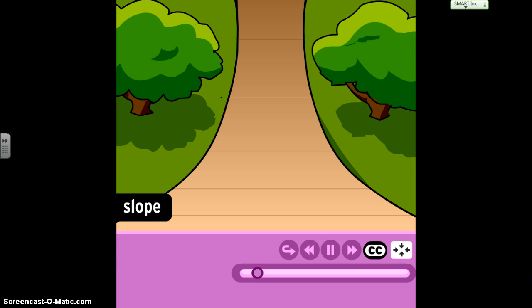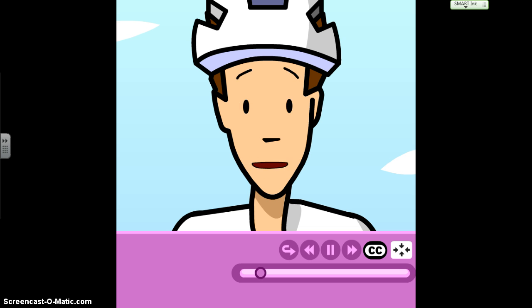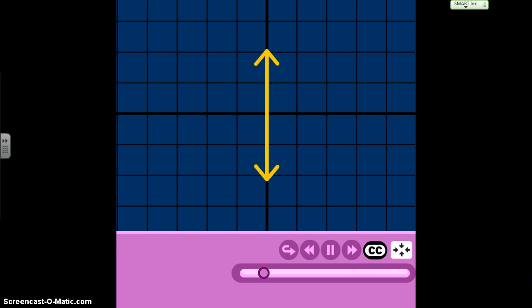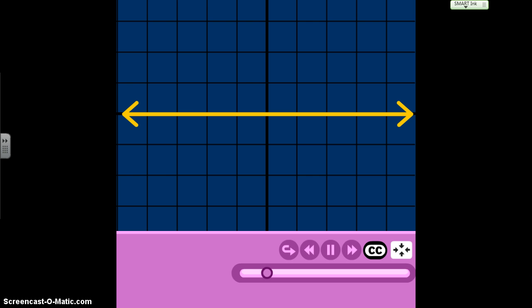The slope of a line is another word for its steepness. This ramp, for example, is really steep. In math, slope is just a measure of how something changes vertically, or up and down, compared to how much it changes horizontally, or left and right.